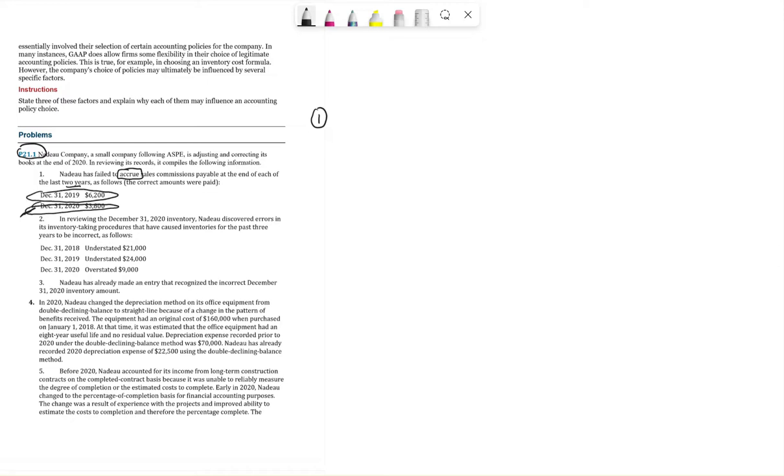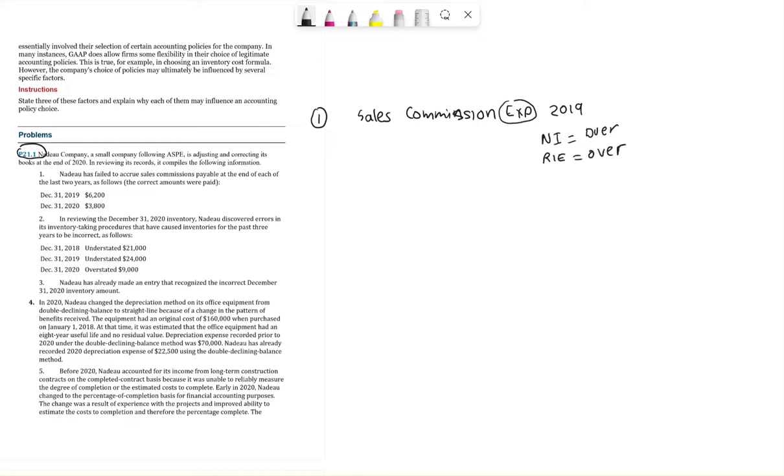So if there was something that we did not record for the previous year, think about it, it was for the sales commission. So sales commission is an expense in this case. If we did not record this expense in 2019, the impact on my net income, the impact on my retained earning. So if we did not record the expense, our net income was over. If my net income was over, my retained earning was also over.